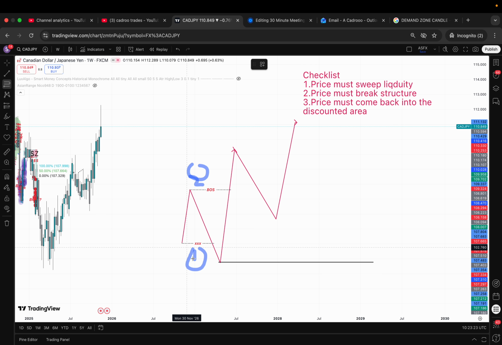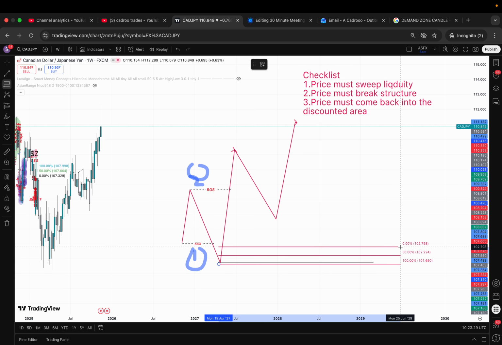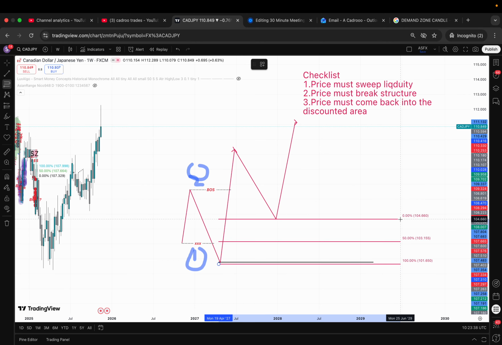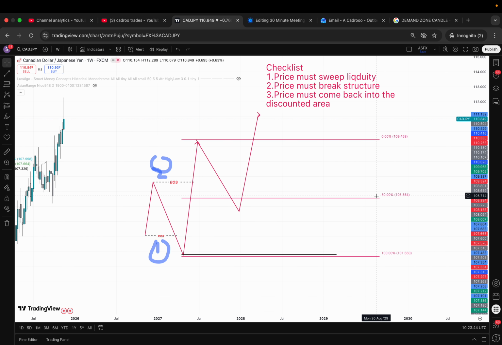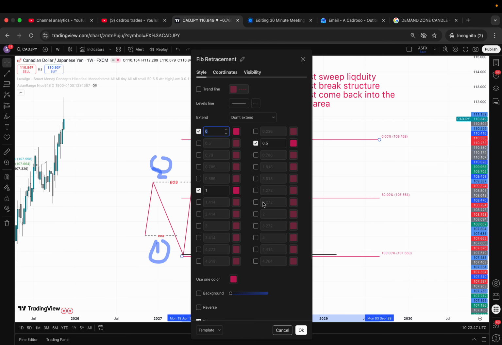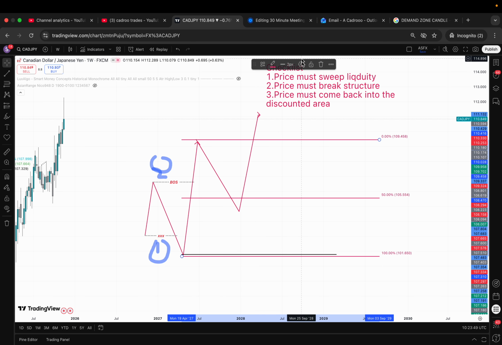This is when we talk about using our Fibonacci tool. Whenever there's a break of structure, you mark your what? I said you mark. You put your Fib tool from your low to your high. As simple as that. And this is my Fib tool settings, guys. I've showed you guys this before. 50, 100, 0. As simple as that. Don't overcomplicate it. Price must come back, retrace back.